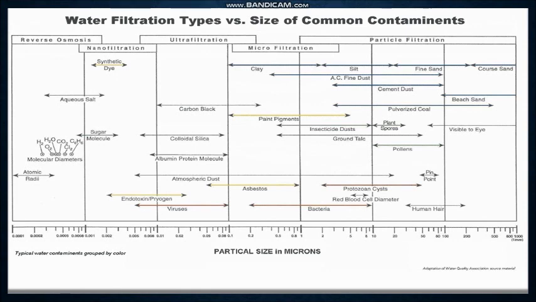The chart, water filtration types versus size of common contaminants, describes the size of contaminants in microns and how they are being filtered by RO membranes according to their size. As we can see, in reverse osmosis, nanofiltration can be seen as the particles are being blocked by RO membranes which are greater than 200 molecular weight. Different contaminants are shown in this chart according to their size and how they are being filtered by RO membranes.